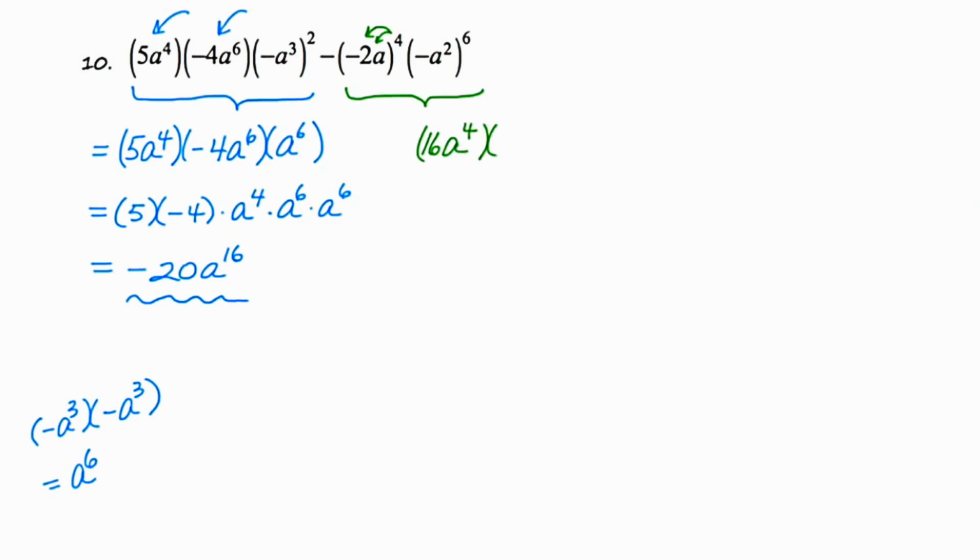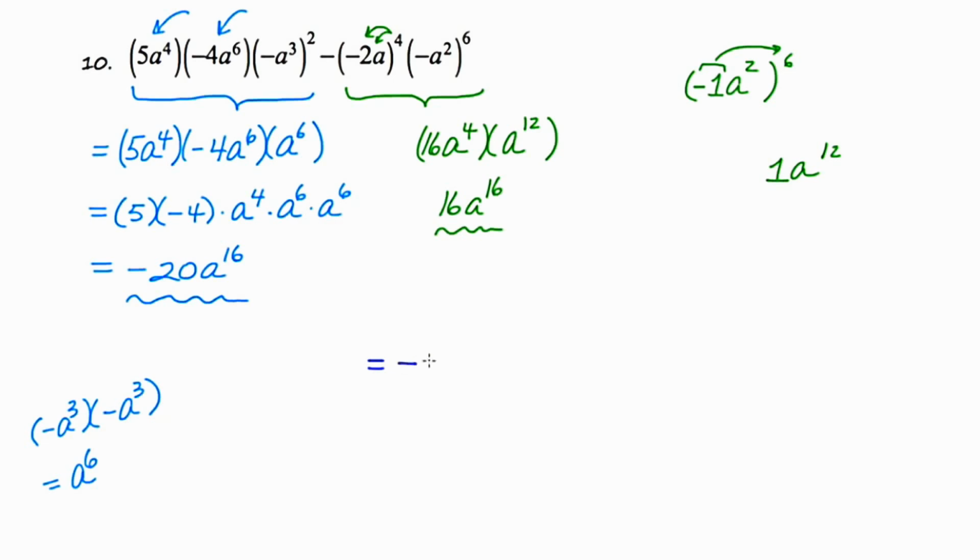And the second chunk, negative a squared to the 6th, I'm going to think about that as negative 1a squared to the 6th. And then negative 1 to the 6th is just going to be 1. And then a squared to the 6th will be a to the 12th. So the whole second chunk is a to the 12th. Now multiplying these together, I end up getting 16a to the 16th. And my intention is to subtract these two results together. So what I have here is negative 20a to the 16th minus 16a to the 16th. And in the end, I get negative 36a to the 16th.